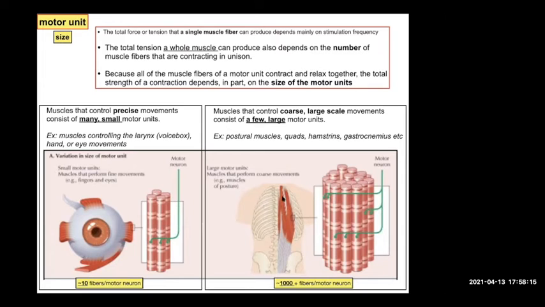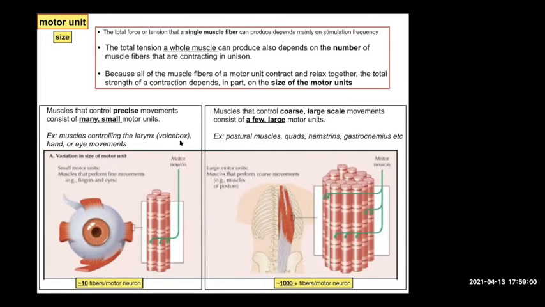This is like, here's a signal, just go, just contract. It's going to contract, and when one motor neuron fires, you're going to get a pretty big contraction. If you have one motor neuron, in this case, this could be 1,000, it could be 2,000, it could be 3,000. One single action potential is going to travel down and stimulate 1,000 muscle fibers at once, right? And they're all going to contract at once. That's going to cause a much more powerful contraction. So the size of the motor unit is going to have that effect.